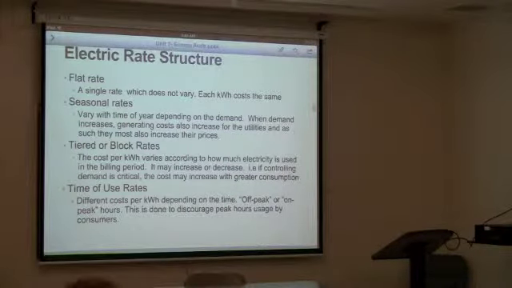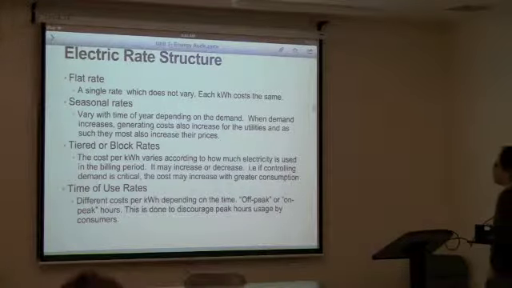Seasonal charges usually are important if the source of the energy that you're getting is from water, like from a dam, right? During different times of the year, your dam operates at different levels of water, so your electricity is going to be charged differently.